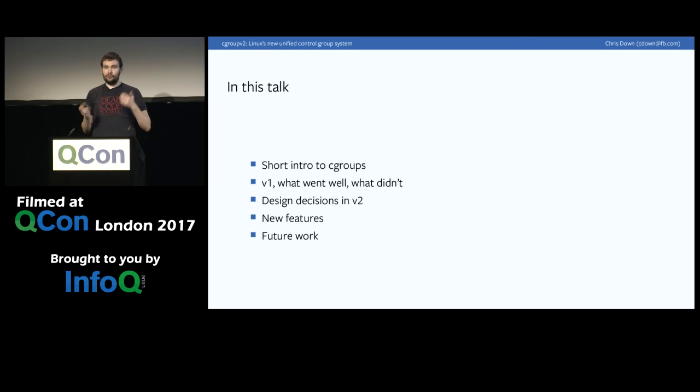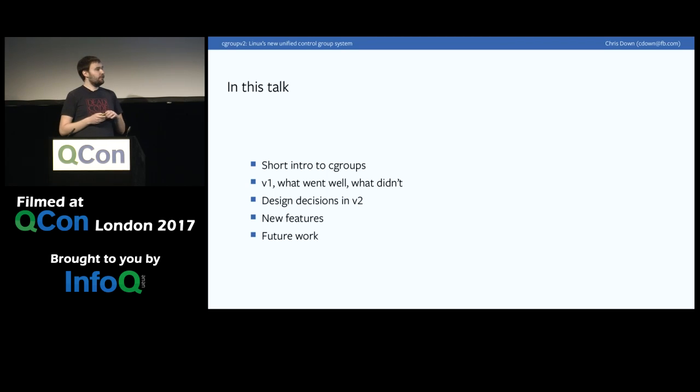cgroupv1 and cgroupv2 share the same core technology, but the API exposed to user space is different. And that allows us to do different things based on the fact that you use cgroupv2. So since I'm talking about cgroupv2, not cgroupv1.1, I want to go over why we chose to do an API break, and why an API break was chosen over doing incremental changes.